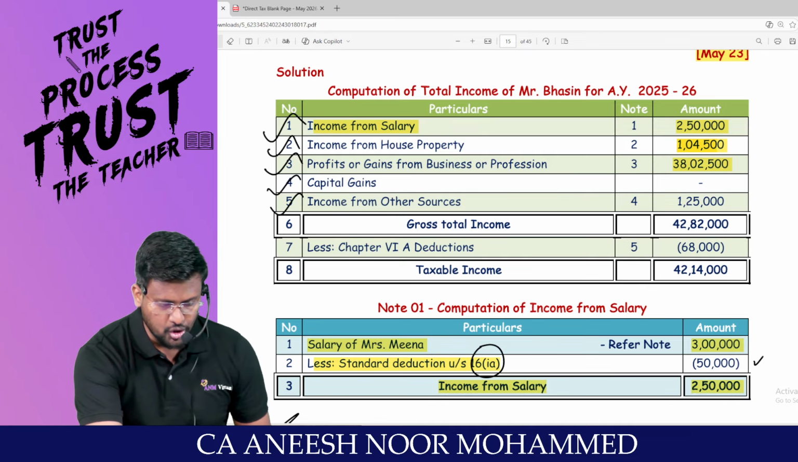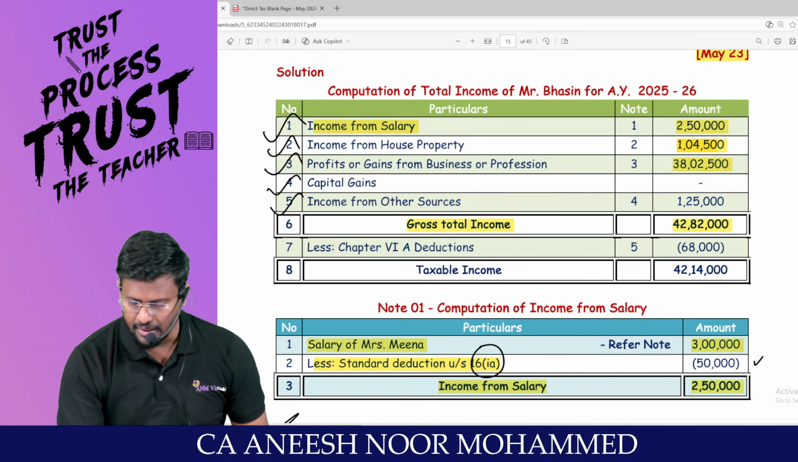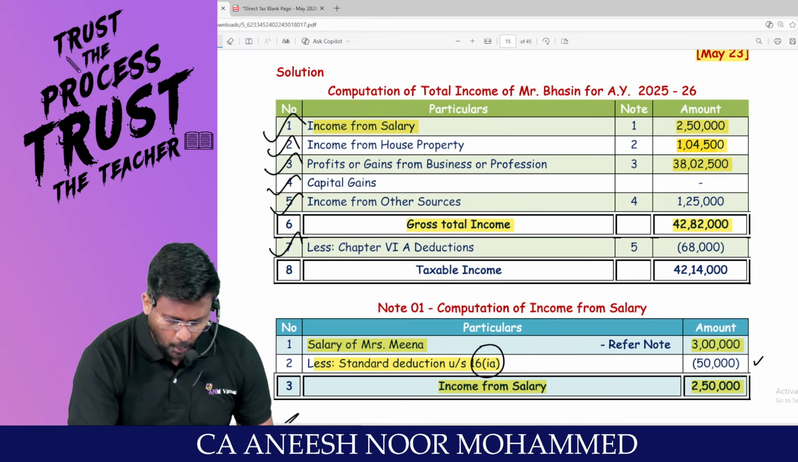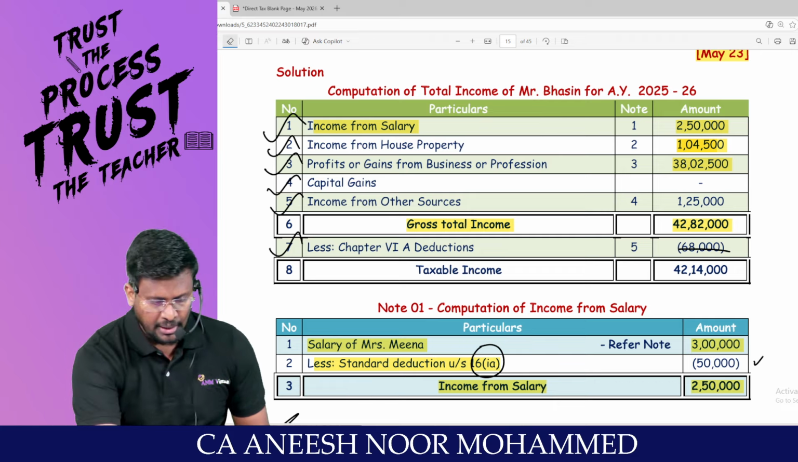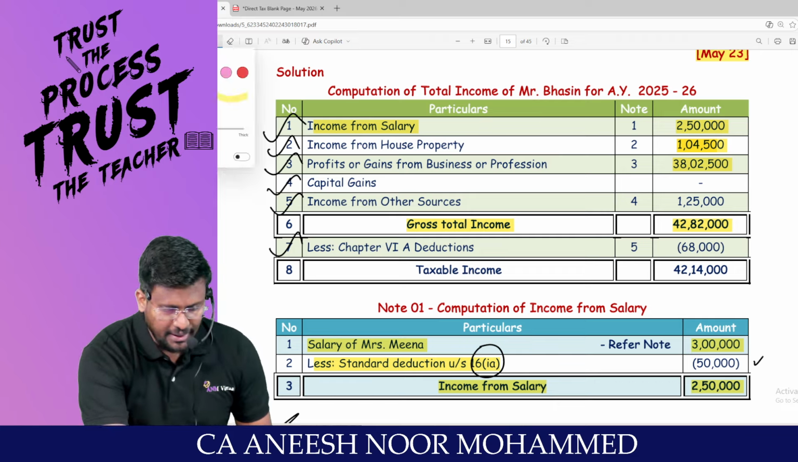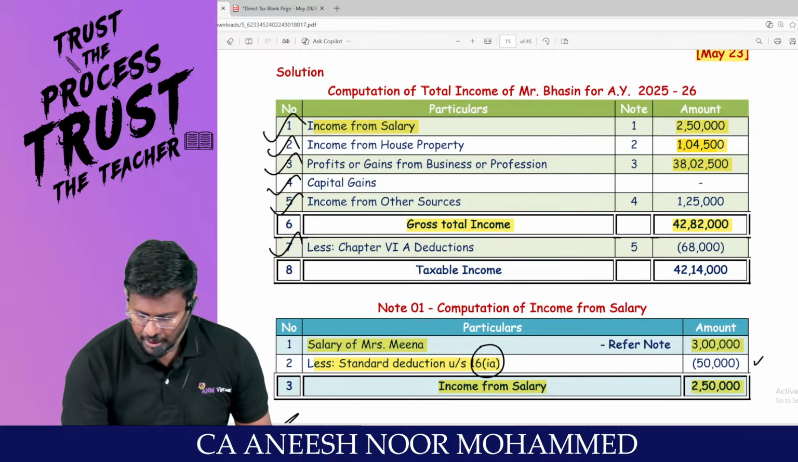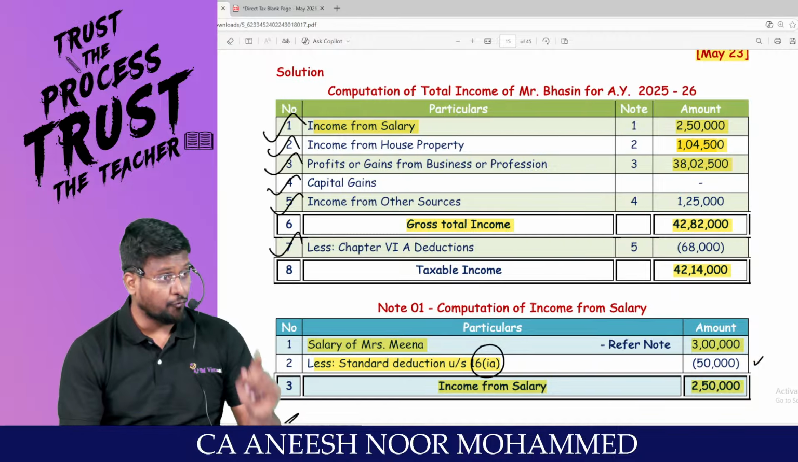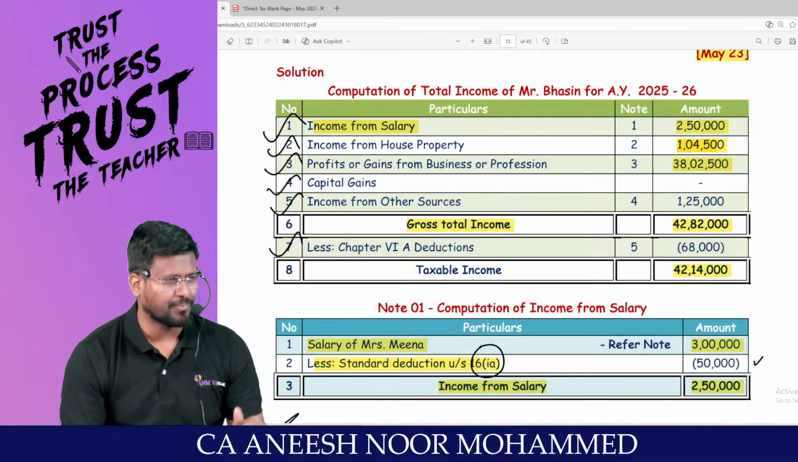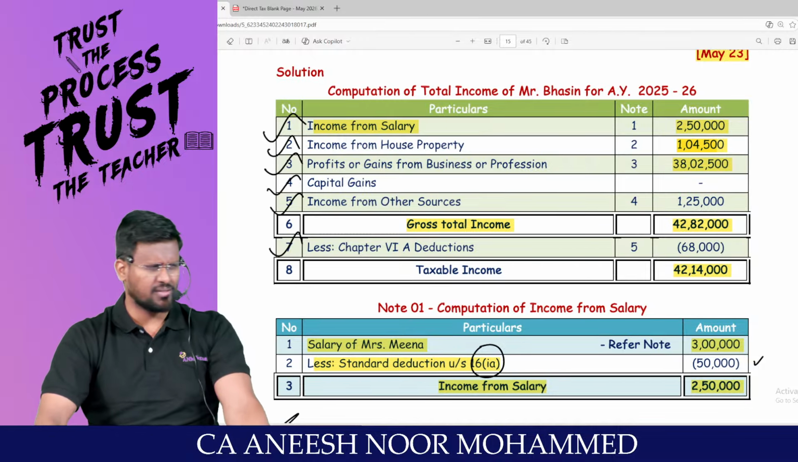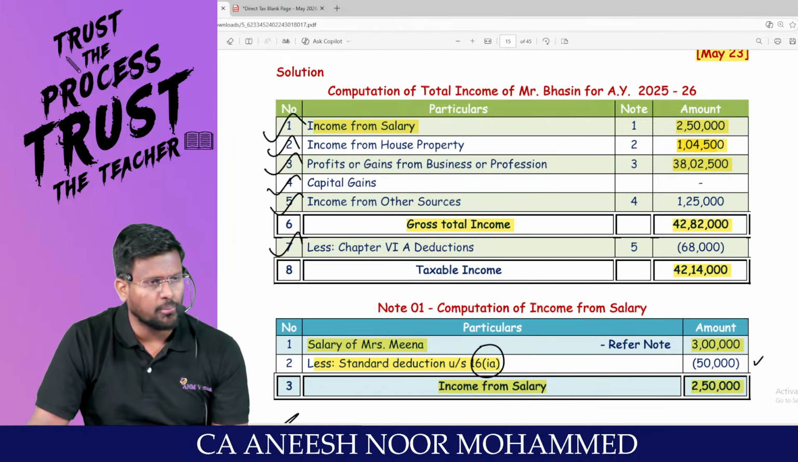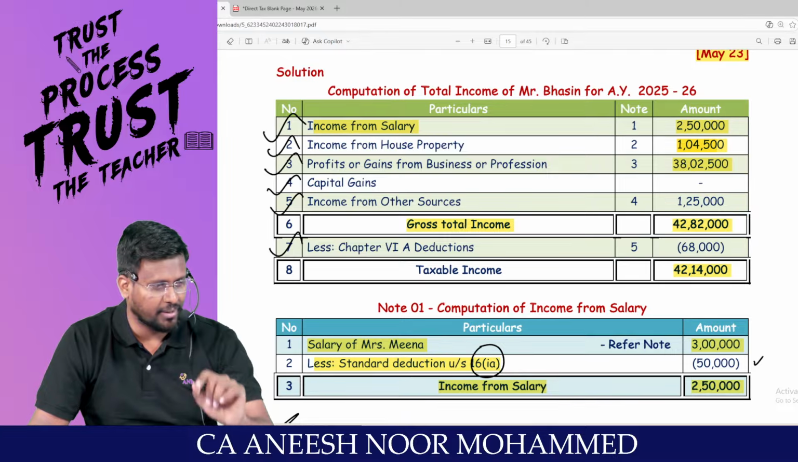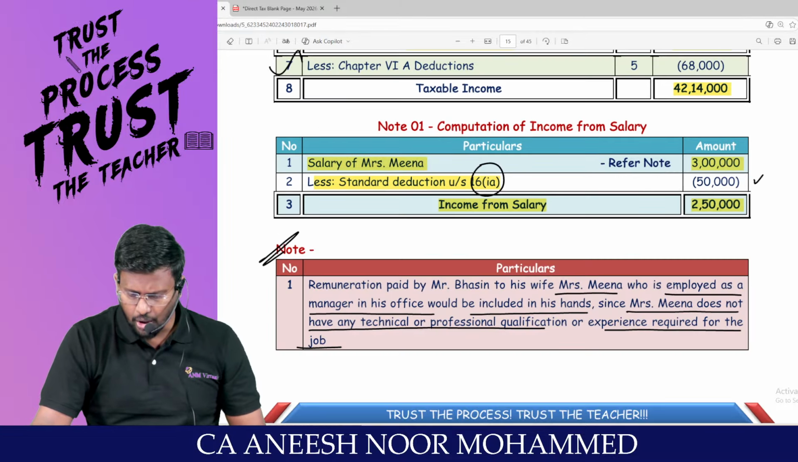Come on, man. The gross total income is 42,80,000. Less Chapter 6A deduction, which we just completed, 68,000. So you will be getting taxable income of 42,14,000. 42 lakh, which is less than 50 lakhs. No surcharge confusions. Is there any special income? No, sir. All are normal income only. But except casual income. Am I right? You are having winning from lottery? Yes.